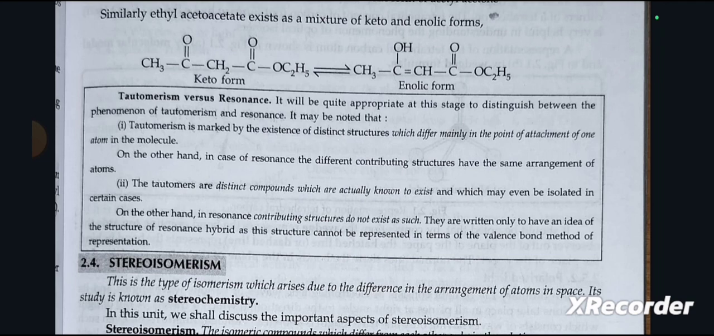Second, the tautomers are distinct compounds which are actually known to exist and which may even be isolated in certain cases. On the other hand, in resonance, contributing structures do not exist as such. They are written only to have an idea of the structure of the resonance hybrid, as this structure cannot be represented in terms of the valence bond method of representation.